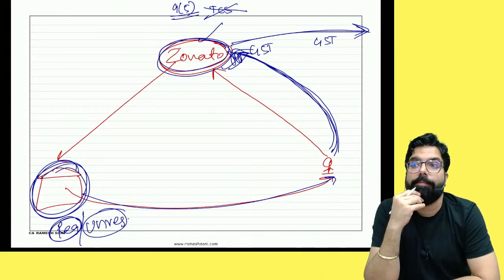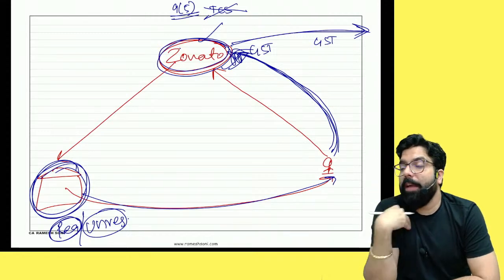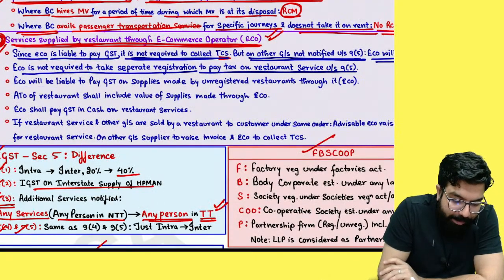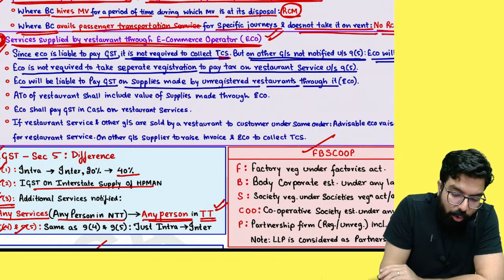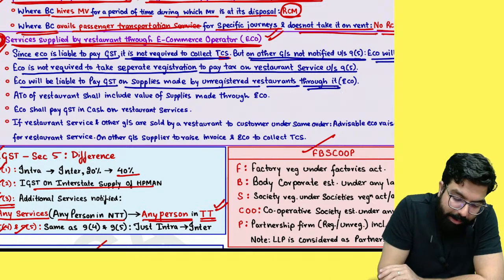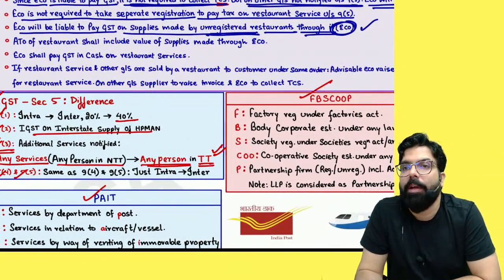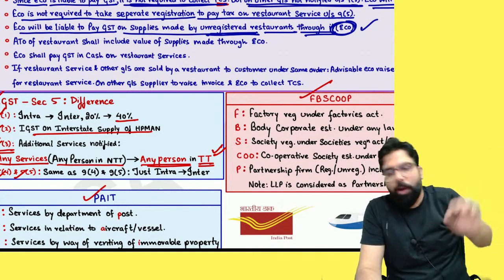Who will pay? Zomato, e-commerce. If I am a restaurant not registered, still who will pay? It says e-commerce will be liable to pay the GST on supplies made by an unregistered restaurant through it. Means whether the restaurant is registered or unregistered, who will pay? E-commerce. So from the customer, GST will be collected by e-commerce and paid to the government.